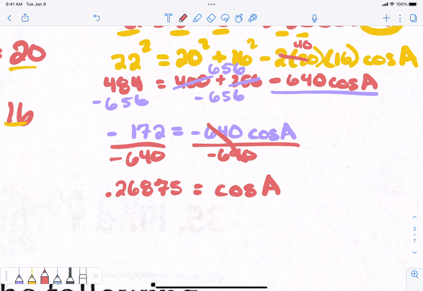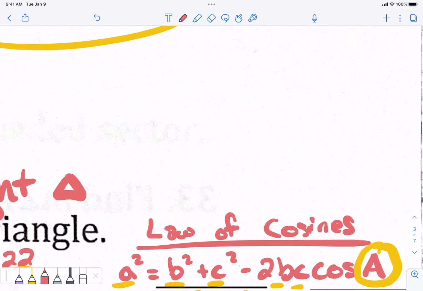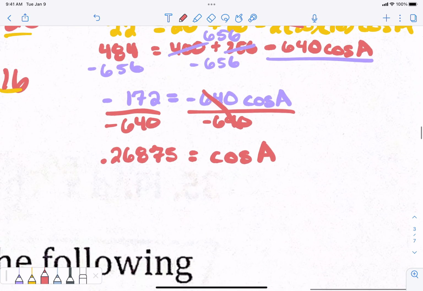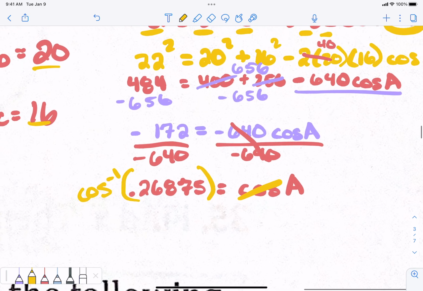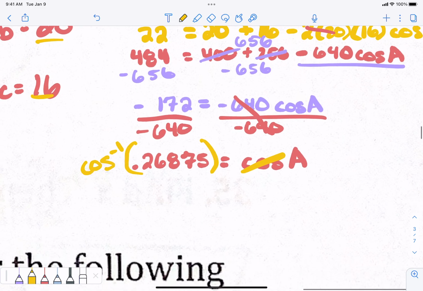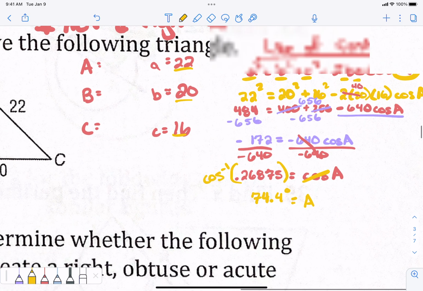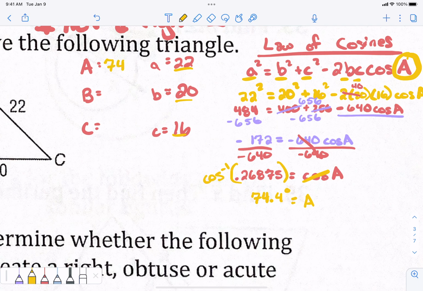This is a tough problem, guys. I'm not going to lie to you. There's a lot of steps for just one little bit of it, okay? Now, if I'm solving for cosine of A, I have to do inverse cosine of this thing to get it to the other side. So I'm going to do inverse cosine of that thing. And I get, finally, 74.4 degrees. Holy cow. And we're still not done.